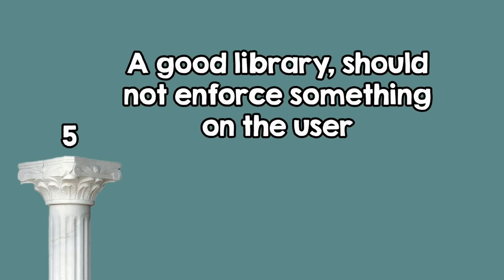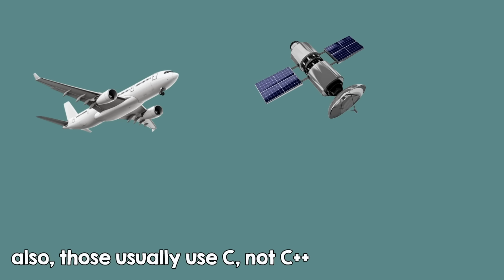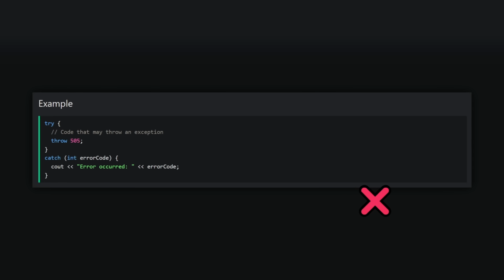Now the final pillar: your library should not enforce something on the user. Many programmers write code in super different ways. People that work on things that should never fail, like airplanes, satellites, or medical equipment, don't use exceptions.